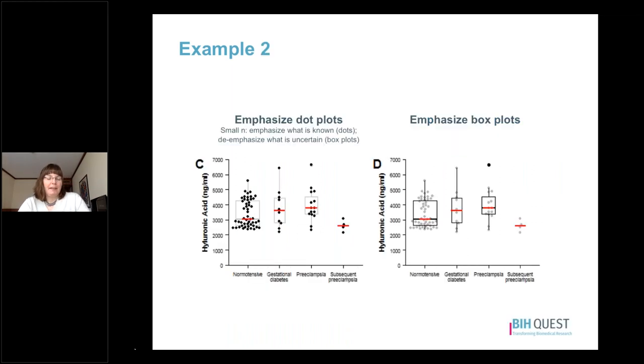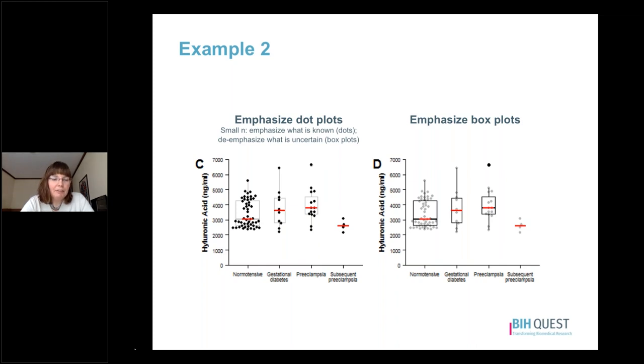Here's a second example of this, and this is a case where we're actually combining two different types of graphs, a box plot and a dot plot. Now, there are two ways to do this. I can either emphasize the dot plot by putting the dots in black and in the foreground, and de-emphasize the box plot by putting it in gray and in the background. Or I can do the reverse. I can emphasize the box plot by putting it in black in the foreground and de-emphasize the dot plot by putting it in gray in the background.